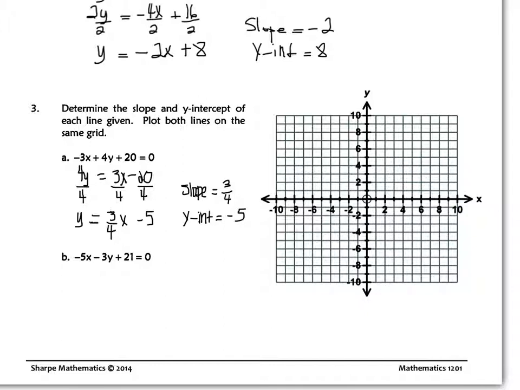So you plot your y-intercept and then count the slope: up 1, 2, 3, and right 1, 2, 3, 4. And there's the first line, and we'll call that A. And then the second one, negative 3y. Isolate the y term, bring over the x term, it becomes positive 5x on the other side, and minus 21. And then we want to divide everything by negative 3.